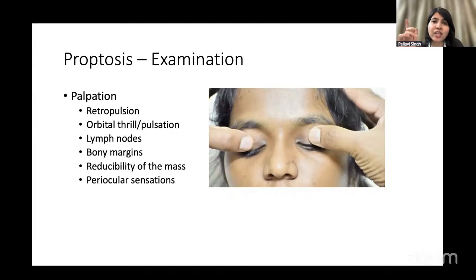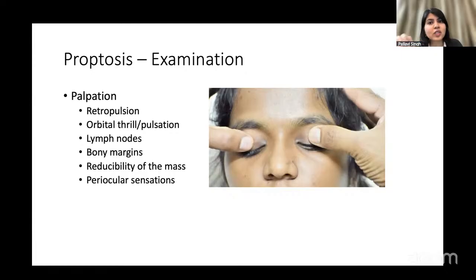And of course, one very important thing that you have to look for is periocular sensations, which essentially means that you will touch the patient's skin around the eyes on both sides and compare it. Because in a lot of cases, especially adenoid cystic carcinomas, there is perineural involvement, and the nerves around the eye get involved. And so you might have some loss of sensations there.